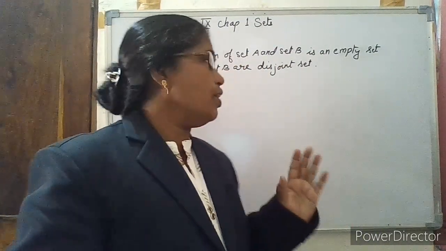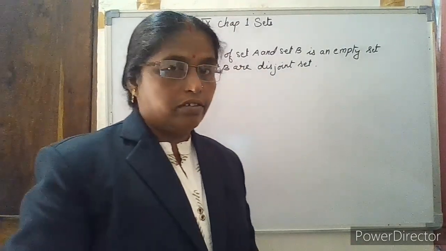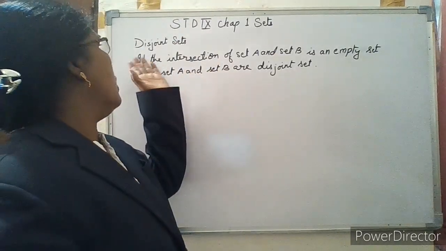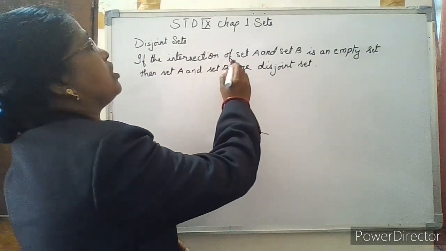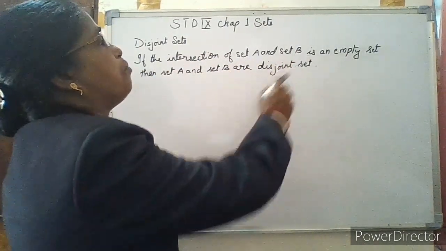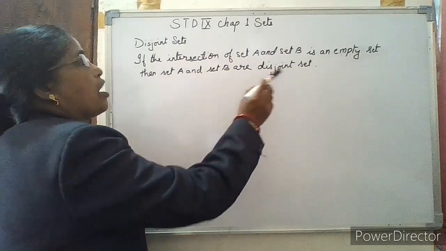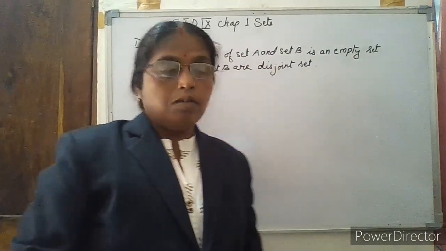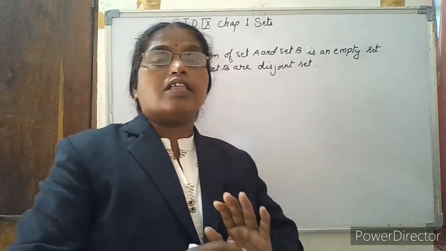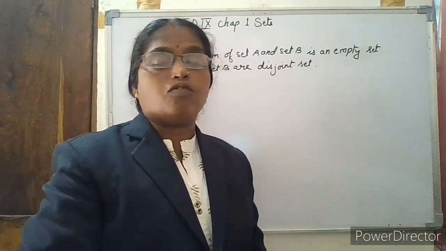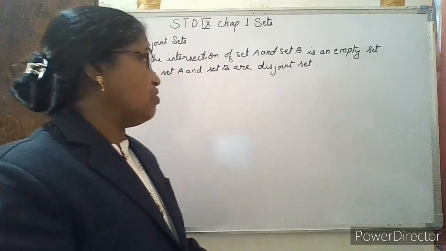In the previous video, we learnt about intersection of two or three sets. Today, we are going to learn about disjoint sets. What are disjoint sets? If the intersection of set A and set B is an empty set, then set A and set B are disjoint sets. That means there is no common element between them.